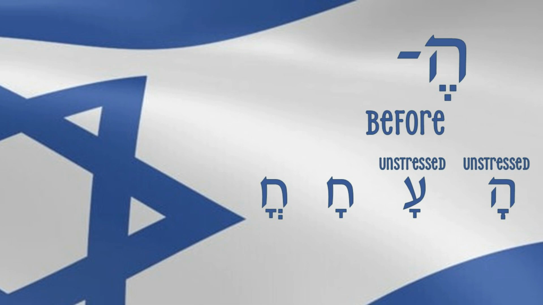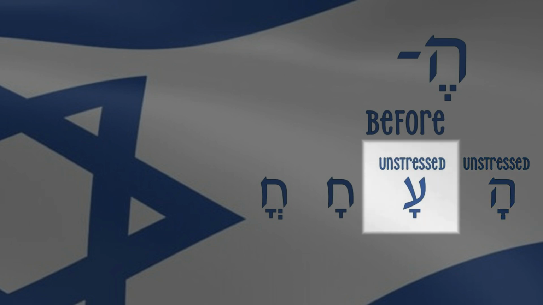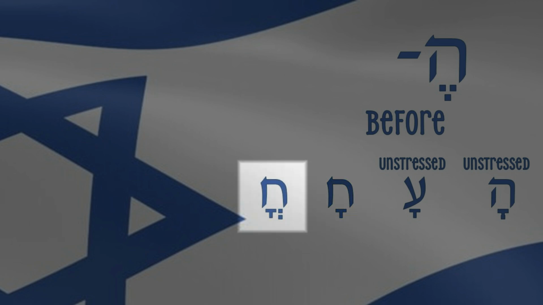And there are 4 conditions in which this is possible. So the first one is if the word that it attaches to starts with an unstressed hey with a kamatz. And the second condition is if that following word starts with an unstressed ayin with kamatz. And the third and fourth conditions are if they start with a chet with a kamatz or a chet with a chataf kamatz, and those can be stressed or unstressed. It doesn't matter there.